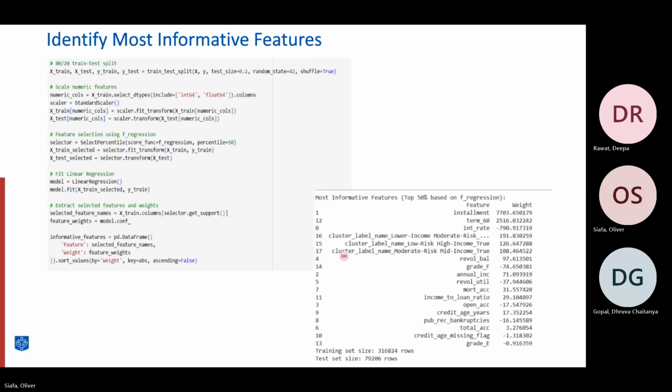Okay, second. Yeah. So we used feature selection through F regression, and using that, we found out, on the right hand side, you will see the best top three for prediction of loan amount, and that was installment, term 60, and interest rate. These three were then fed into a linear regression model, and the linear regression model also gave these top three most informative features.